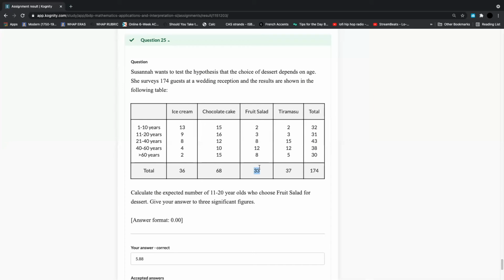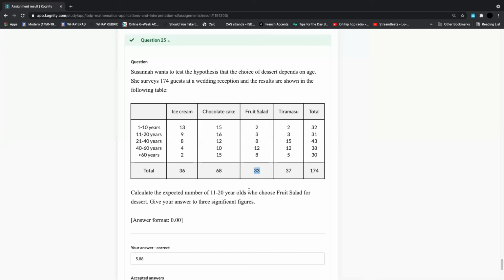Okay, so fruit salad, and we have a total of 33. So then after we have 174 multiplied by 31 over 174, we're multiplying that by 33 over 174. So I'm going to read out the equation one more time. 174 multiplied by 31 over 174 multiplied by 33 over 174. Parentheses will be very useful for these type of questions. Okay, so once you multiply all of that together, you should get a final value of 5.879.